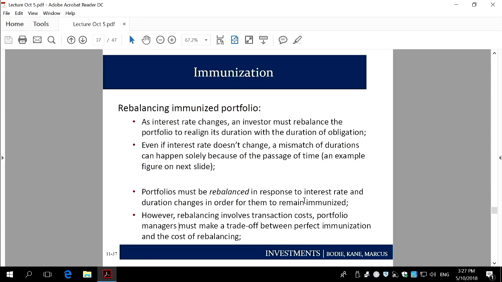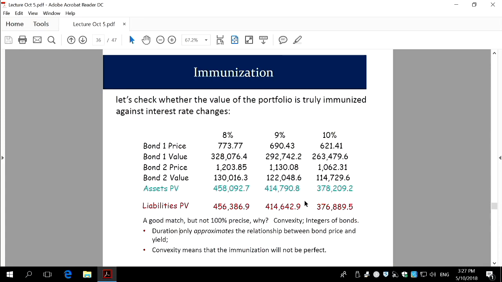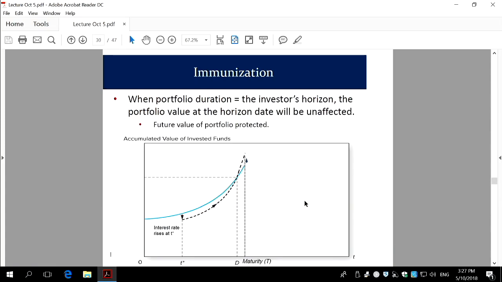Another thing about immunization, let me ask a question here. This immunization is so good, you have to match your horizon with duration. But suppose you invest in a stock portfolio. Remember, we are just talking about a bond portfolio, right? Suppose this is not a bond portfolio, this is a stock portfolio. You still have an investment horizon, but then there is nothing you can match, right? There is nothing you can match.